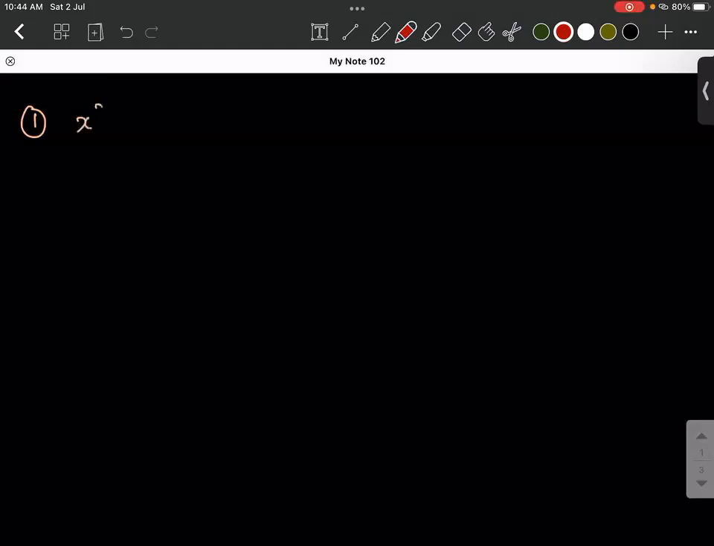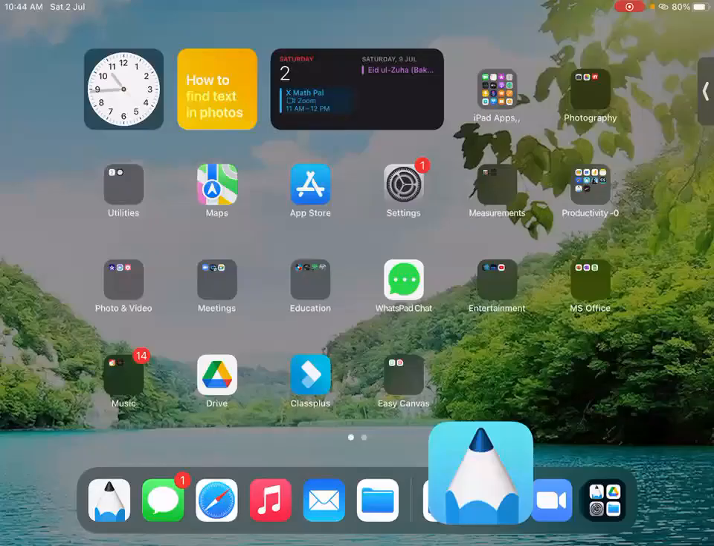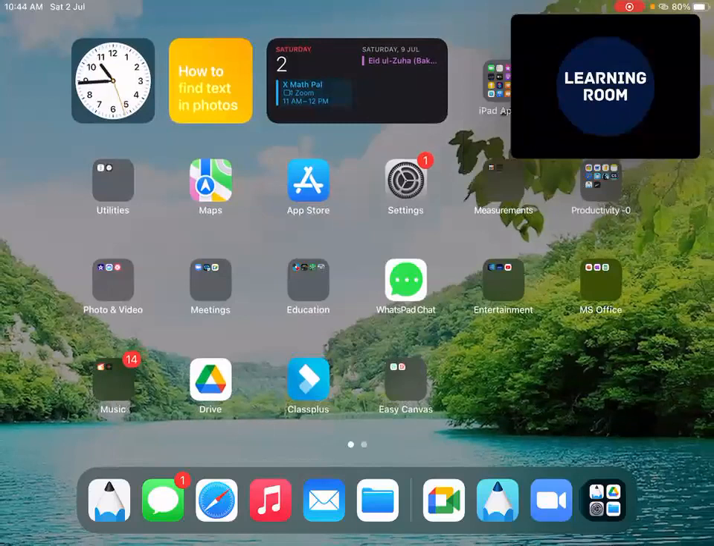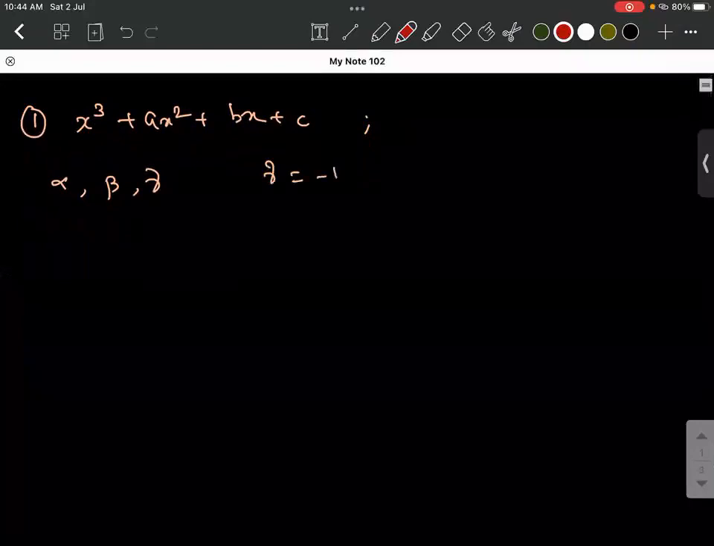So the given polynomial is x cube plus ax square plus bx plus c. You guys can shift this. If one of the zeros of the cubic polynomial, let's say alpha, beta, and gamma are the three roots or three zeros, then I can say, if gamma is equal to -1, they're asking for the product of the other two roots. So it's very simple. What is alpha, beta, gamma?